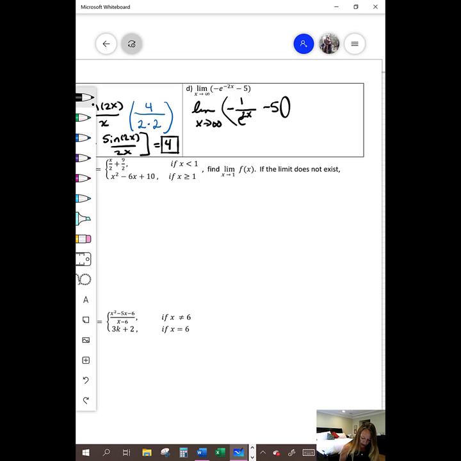And so now when we plug in infinity wherever we see an x, well, 1 over e to 2 times infinity, 1 over something that is growing and getting huge, that piece is going to 0. So this piece is going to 0 as x comes to infinity, minus 5. Well, 0 minus 5 is negative 5.